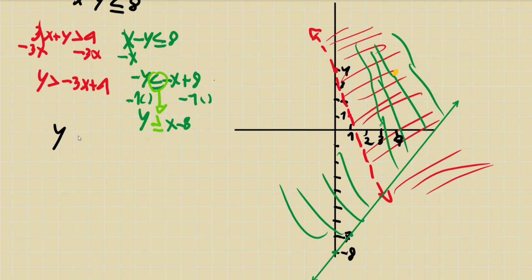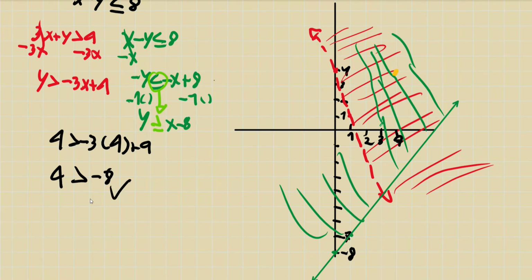So, rather, 4 is larger than negative 3 times 4 plus 4. And here, negative 3 times 4 is negative 12, plus 4 is negative 8. It's 4 larger than negative 8. Yes, this statement is correct. It works for this equation.